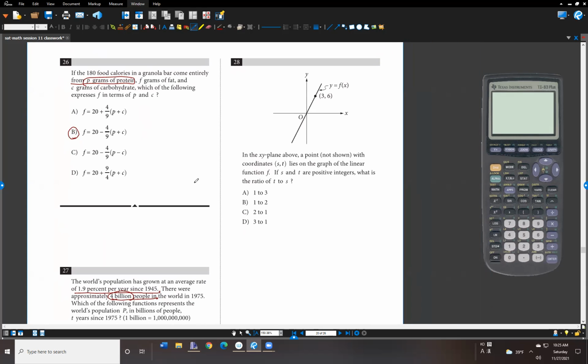All right, number 28. What is the ratio of T to S? S and T are on this line, same linear graph. The slope is equal, right? What is the slope? 6/3, because this passes through 0, 0. So T over S, change in y over change in x, equals 6/3. The ratio of T to S is 6/3, which is 2/1. Yeah, choice C is the answer.